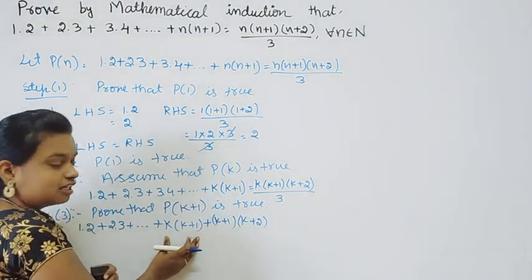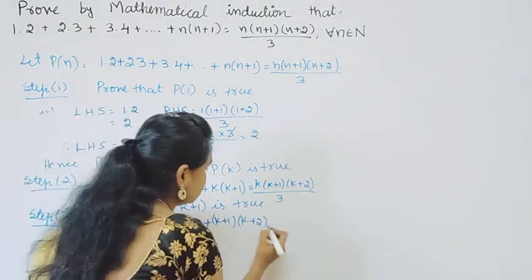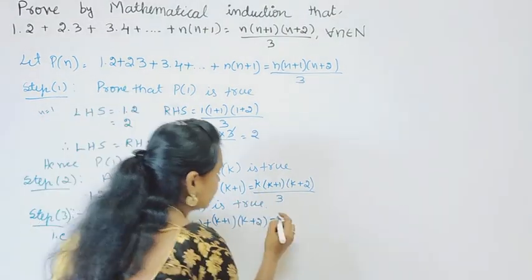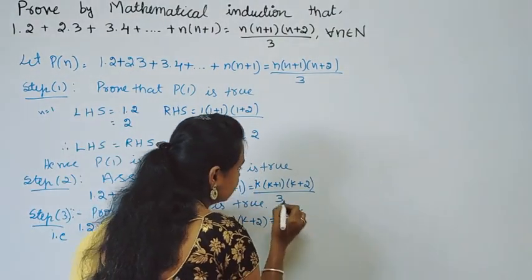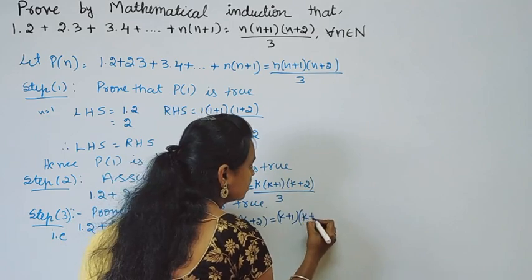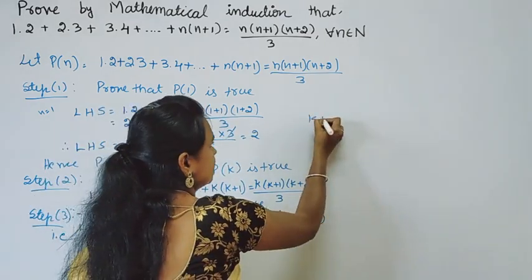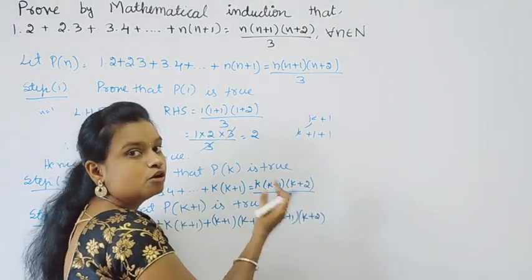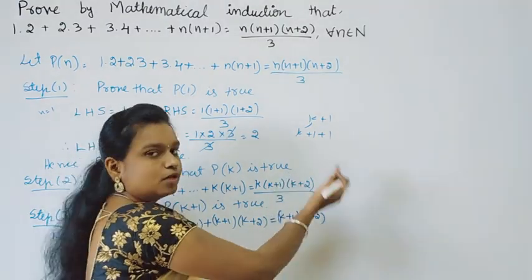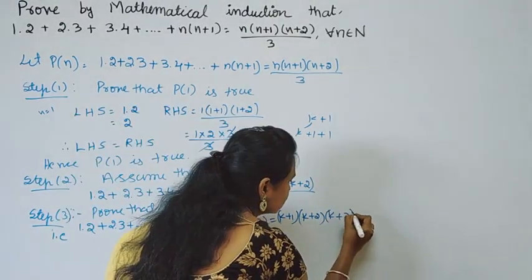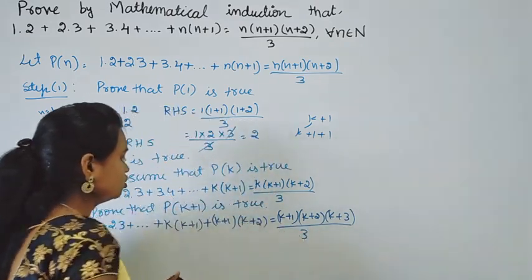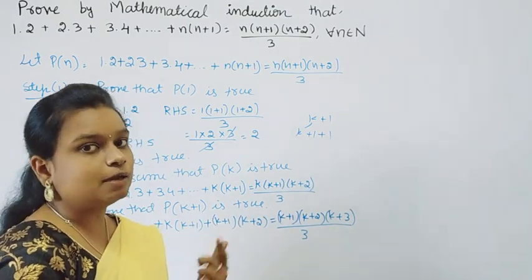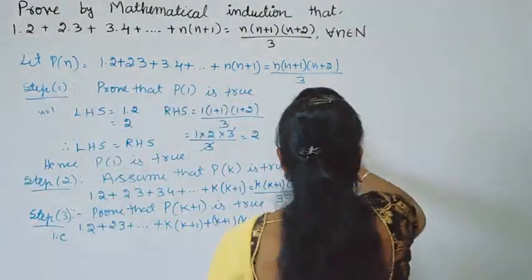This is the kth term, this is the k plus 1th term, and that is equal to: again put k as k plus 1, so k becomes k plus 1 into k plus 2, because k plus 1 means k plus 1 plus 1, which is k plus 2. Similarly k plus 2 becomes k plus 1 plus 2, which is k plus 3, whole divided by 3. We must prove that the given statement is true for P of k plus 1. That is our step 3.